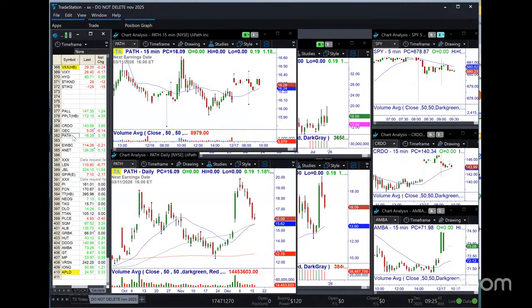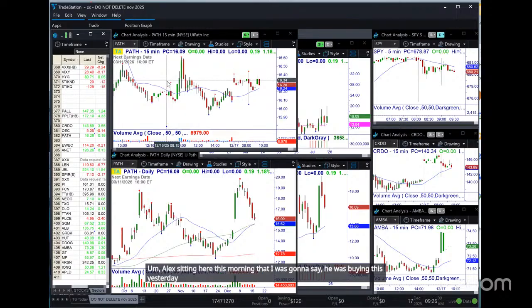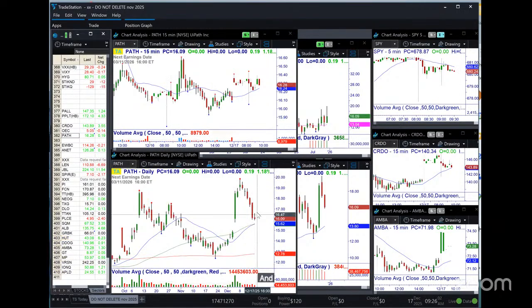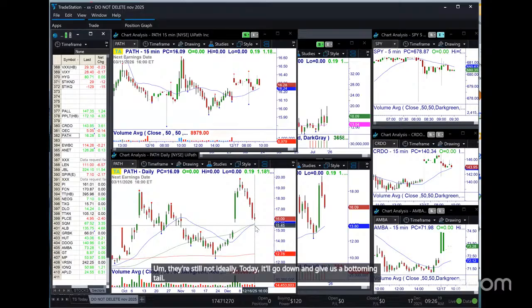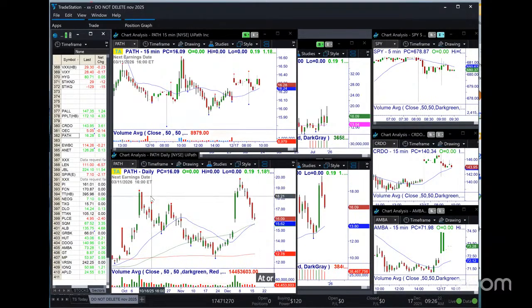APA. This is another great example that we're waiting for the turn. Alex was sitting here this morning, but I was going to say he was buying this yesterday morning, and I made the exact comment. I'm like, no, hope your stop is given a little breathing room because there's no turn yet, and there's still not. Ideally, today it'll go down and give us a bottoming tail at or below the 20 MA.